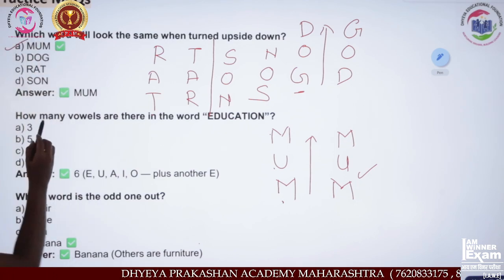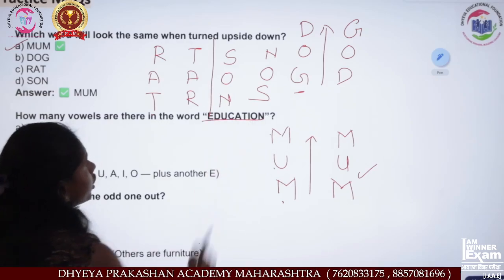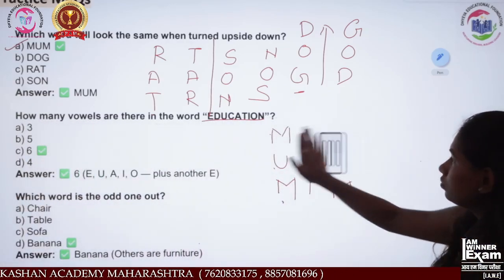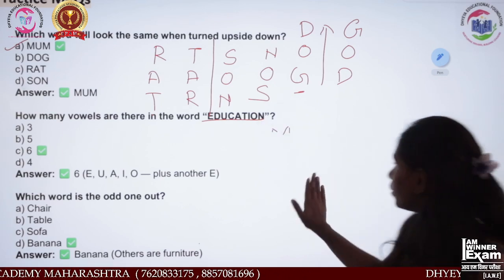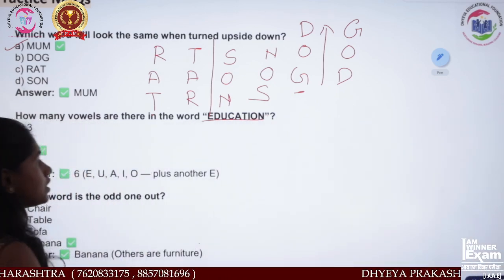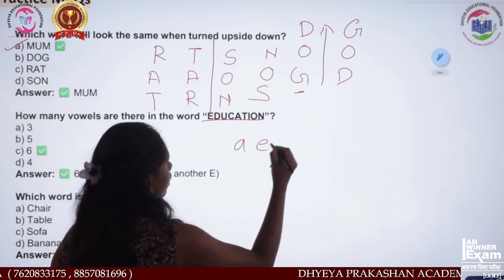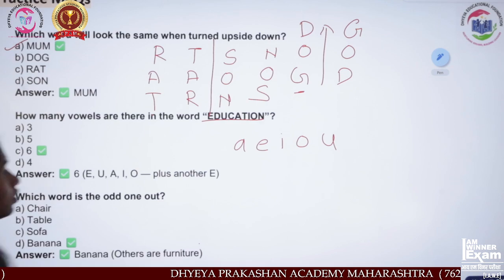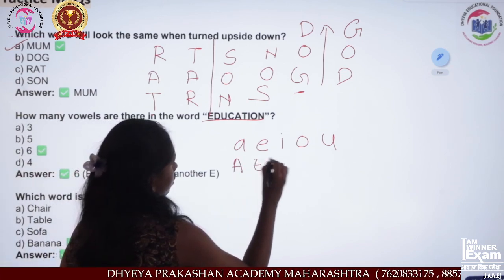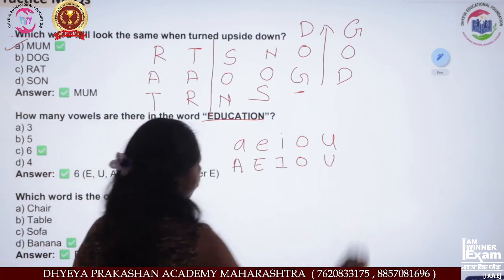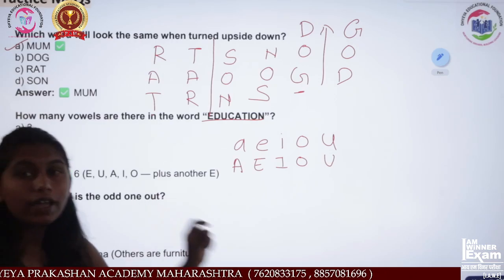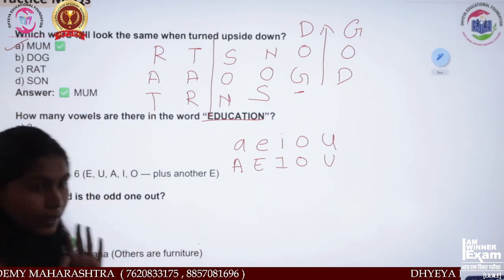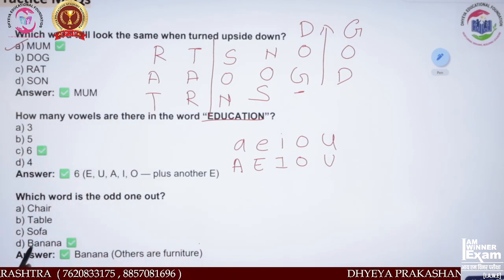Then how many vowels are there in the word education? Now what is meant by vowels? Vowels are A, E, I, O, U. Now these are vowels. A, E, I, O, U. Okay. So there are a total of 5 vowels, and leaving these 5 vowels, all are consonants. Okay. So we have to count vowels.